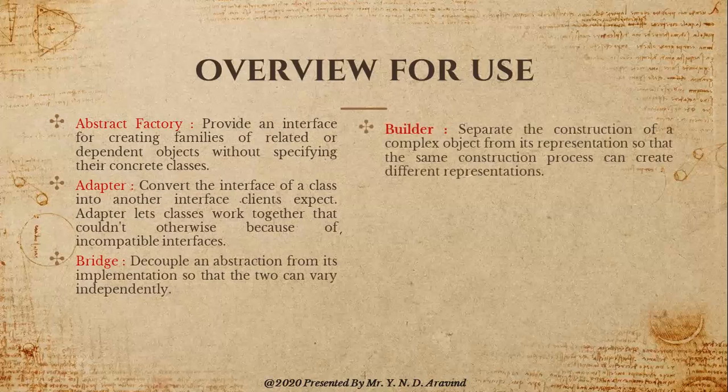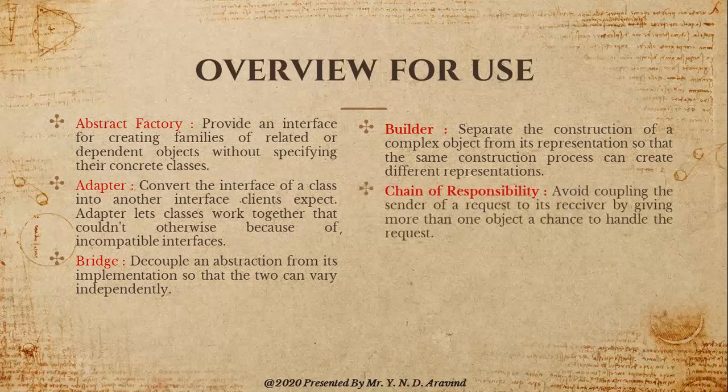The fourth one, Builder, separates the construction of a complex object from its representation so that the same construction process can create different representations. Fifth, Chain of Responsibility. This avoids coupling the sender of a request to its receiver by giving more than one object a chance to handle the request. Chain the receiving objects and pass the request along the chain until an object handles it.